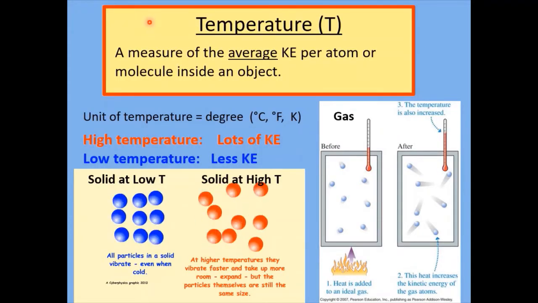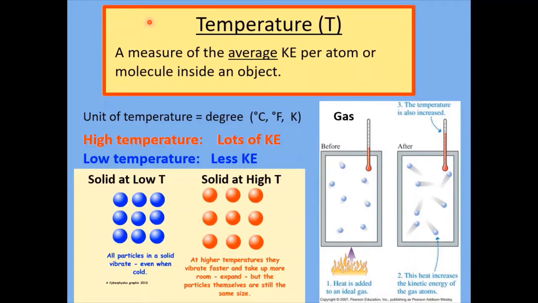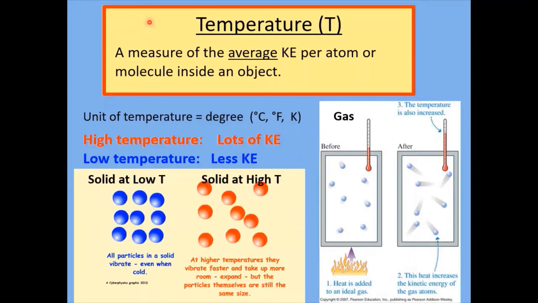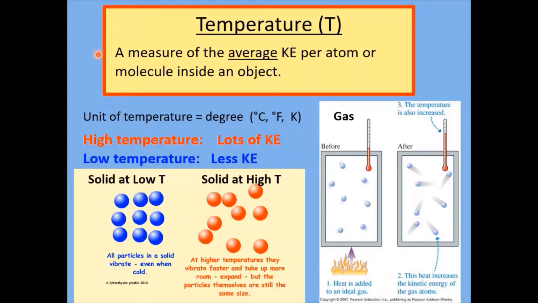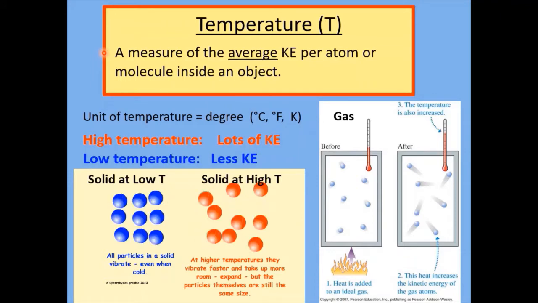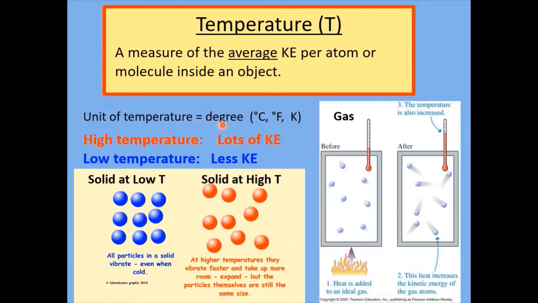Let's now talk about temperature. We saw in the computer simulation that when we added thermal energy to the solid block of frozen argon, the atoms started wiggling around faster, and we noticed that the temperature increased. So temperature is actually a measure of the average kinetic energy per atom or molecule inside an object. Temperature is measured in units of degrees.